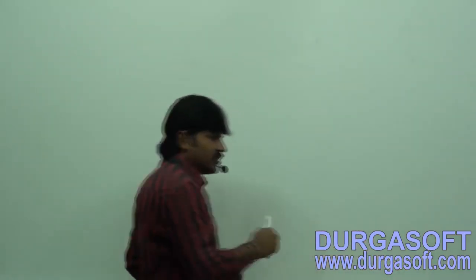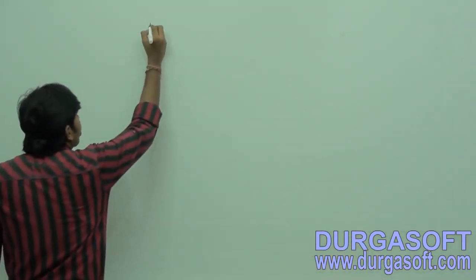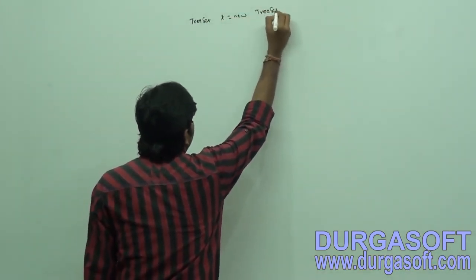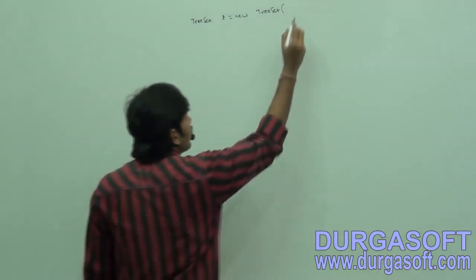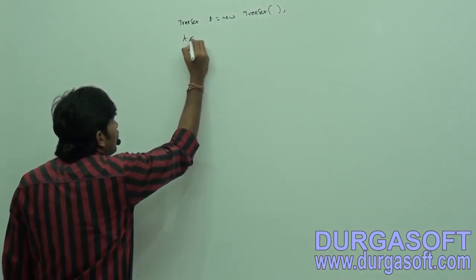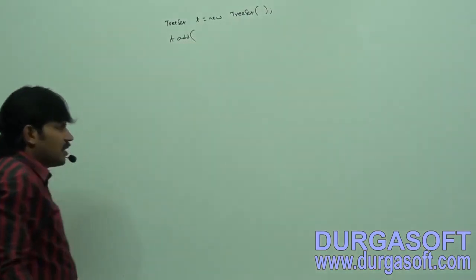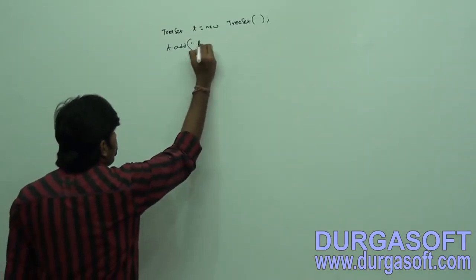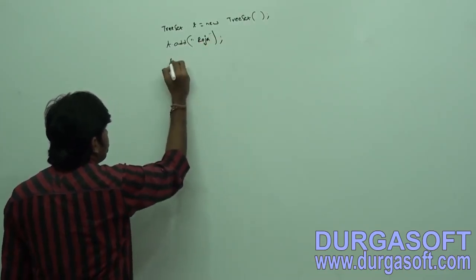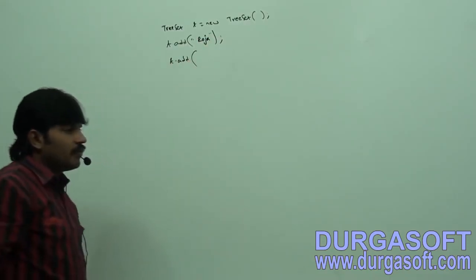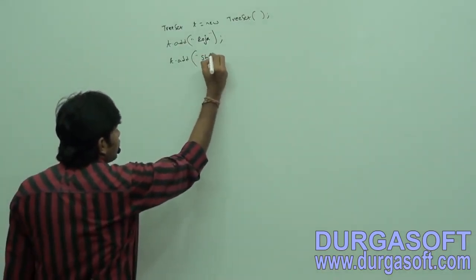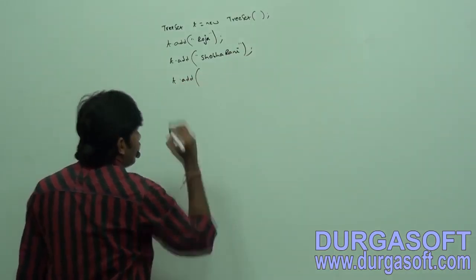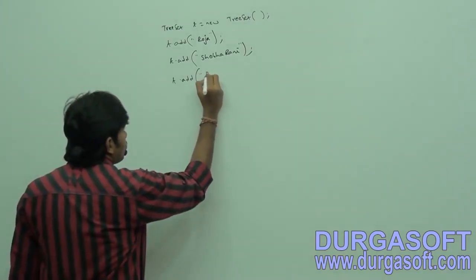Just have a look once. Here, see, I'm taking TreeSet t = new TreeSet. Here, t.add of, can you spell out any string names on the screen? What is the first one? Then t.add of, what is the next one? Shobha Rani. Next t.add of Rajakumari.